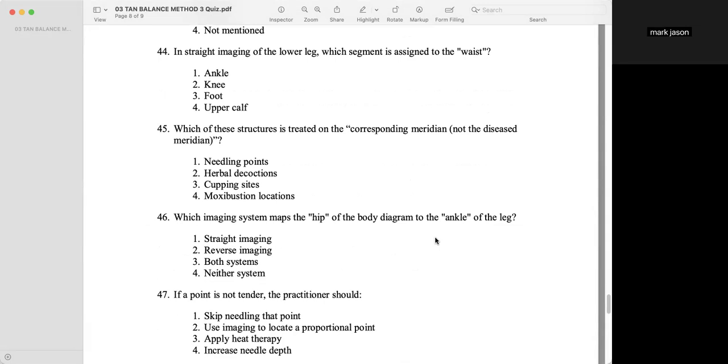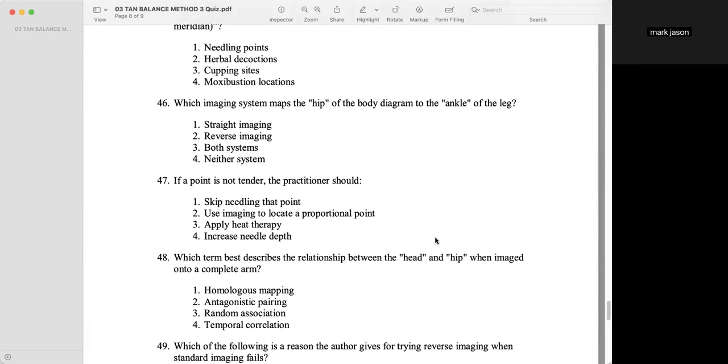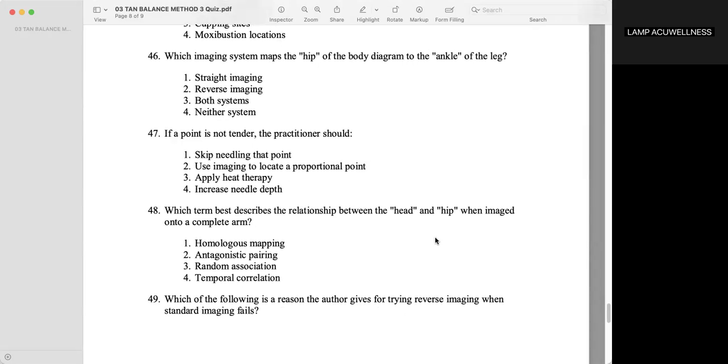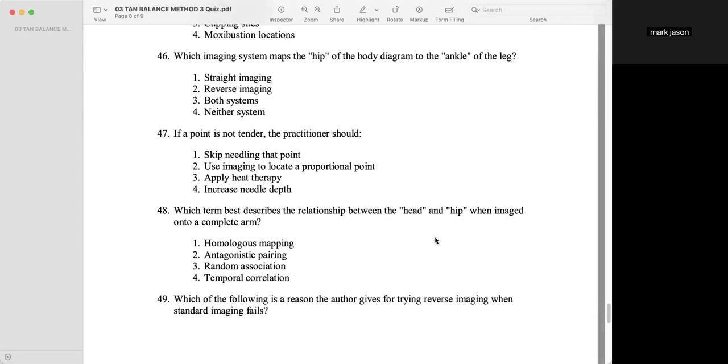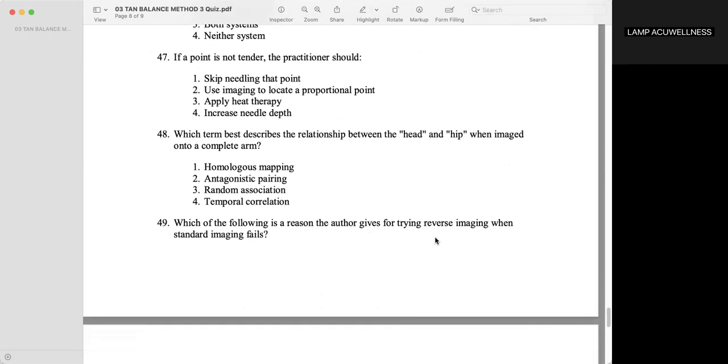The ankle, number 1. Which of these structures is treated on the corresponding meridian, not the diseased meridian? Needling points. Which imaging system maps the hip of the body diagram to the ankle of the leg? Straight imaging. If a number point 1 is tender, the practitioner should use imaging to locate a professional point.